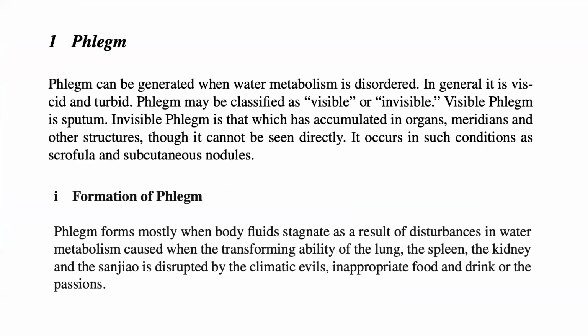Phlegm can be generated when water metabolism is disordered. In general, it is viscid and turbid, and phlegm may be classified as visible or invisible. Visible phlegm is sputum. Invisible phlegm is that which has accumulated in organs, meridians, and other structures, though it cannot be seen directly. It occurs in such conditions as scrofula and cutaneous nodules.